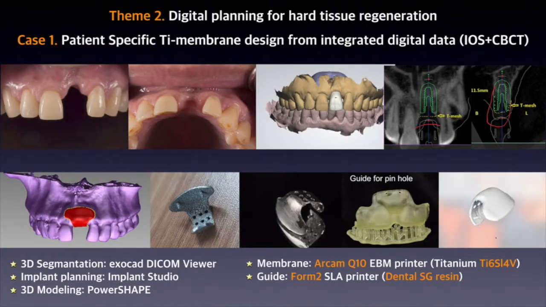The next topic is how to plan for hard tissue regeneration with integrated digital information. First of all, I converted DICOM into STL file and augmented the defect site virtually. Optimal implant position was planned. The area of membrane was set and the tacks and holes were added. The drill guide for tacks was also fabricated.